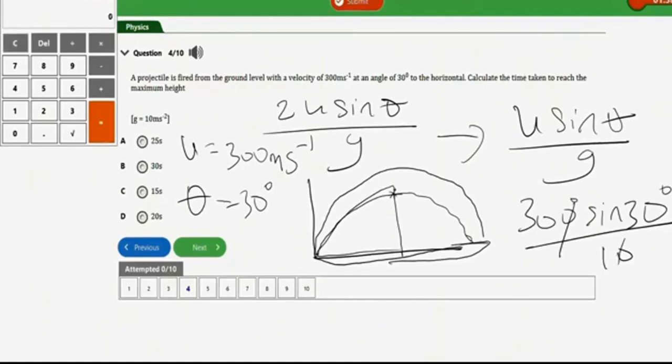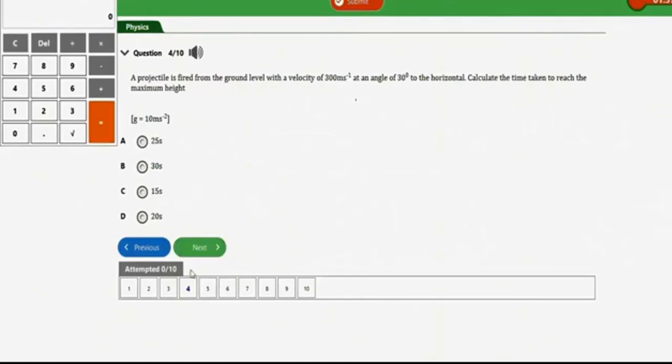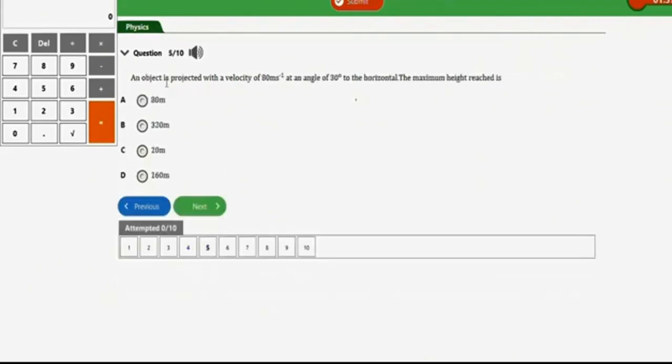Okay, so let's wipe this and solve the next repeated question. So the next repeated question will be this question. It says an object is projected with a velocity of 80 meters per second at an angle of 30 degrees in the horizontal. The maximum height reached is, alright, now for this particular question, I'm looking for maximum height. The formula for maximum height is u square sine square theta over 2g.